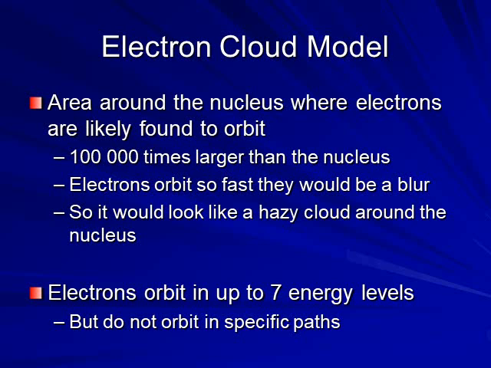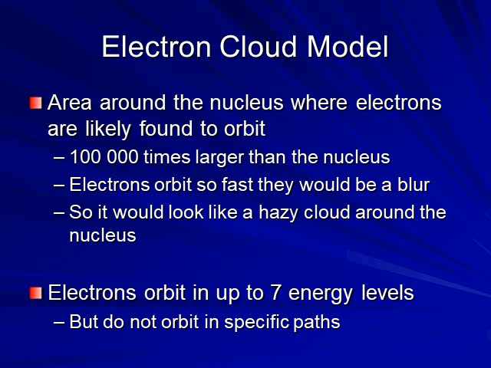Basically, it says this. The area around the nucleus where the electrons are likely to be found in orbit is called the electron cloud. This cloud, these orbits, are hundreds of thousands of times larger than the nucleus, the single point that they are trying to orbit. Electrons would orbit so fast that they would be a blur if we were able to see them. Therefore, it would look like a cloud. So that's kind of where that comes from. So anyway, it would look like a hazy cloud around the nucleus.